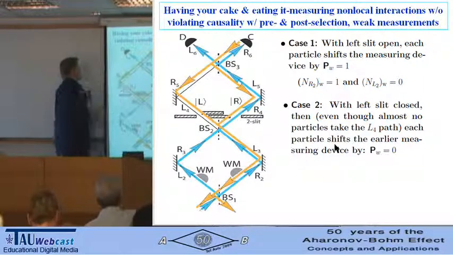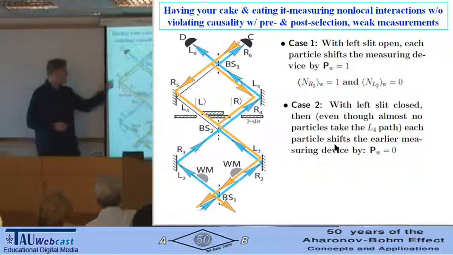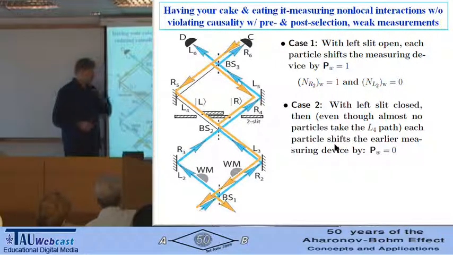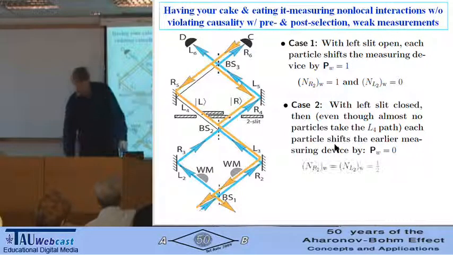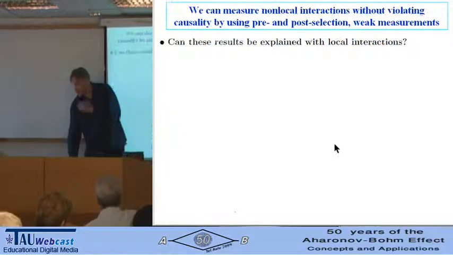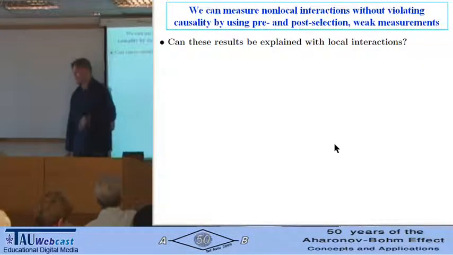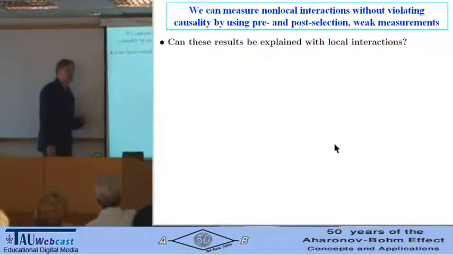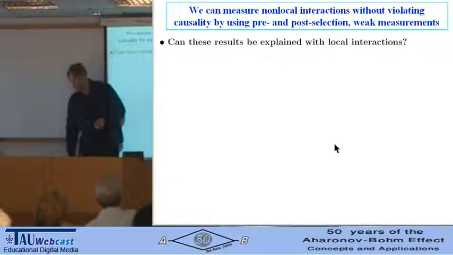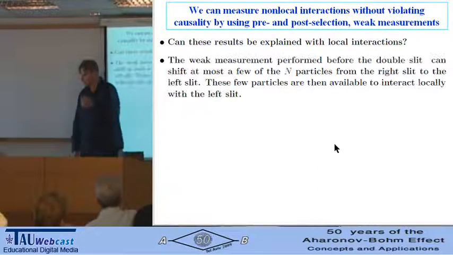Even though almost no particles go there, opening or closing the slit, or doing a measurement over there, has a dramatic impact on the weak measurements that happened in the past. It makes a huge difference in what those values are. So my final summary is a question: can you explain the results of that experiment in terms of local interactions?